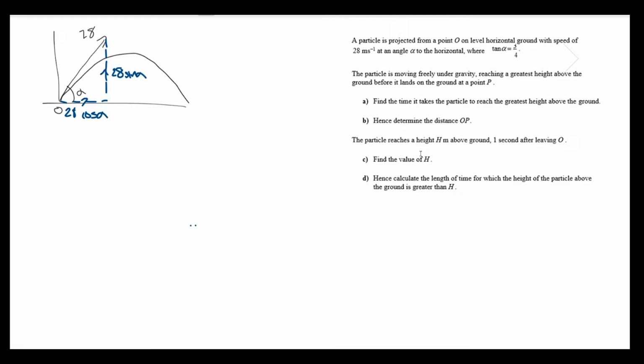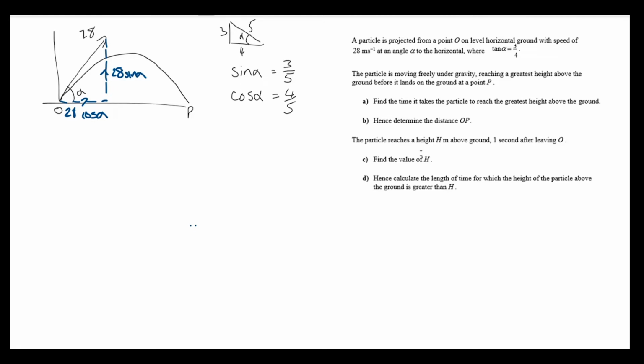We were also told that tan alpha is 3/4, so I'm going to quickly draw a triangle for reference. It's a 3-4-5 triangle, so I can get an expression for sine alpha and cosine alpha, which I'm anticipating using throughout the question. So 3/5 and 4/5 will be used throughout the question. Okay, so let's continue reading. We're told that it's moving freely under gravity. That's what we expect. We're told it reaches a greatest height before it lands on the ground, so we do know that this particle comes and impacts the ground.